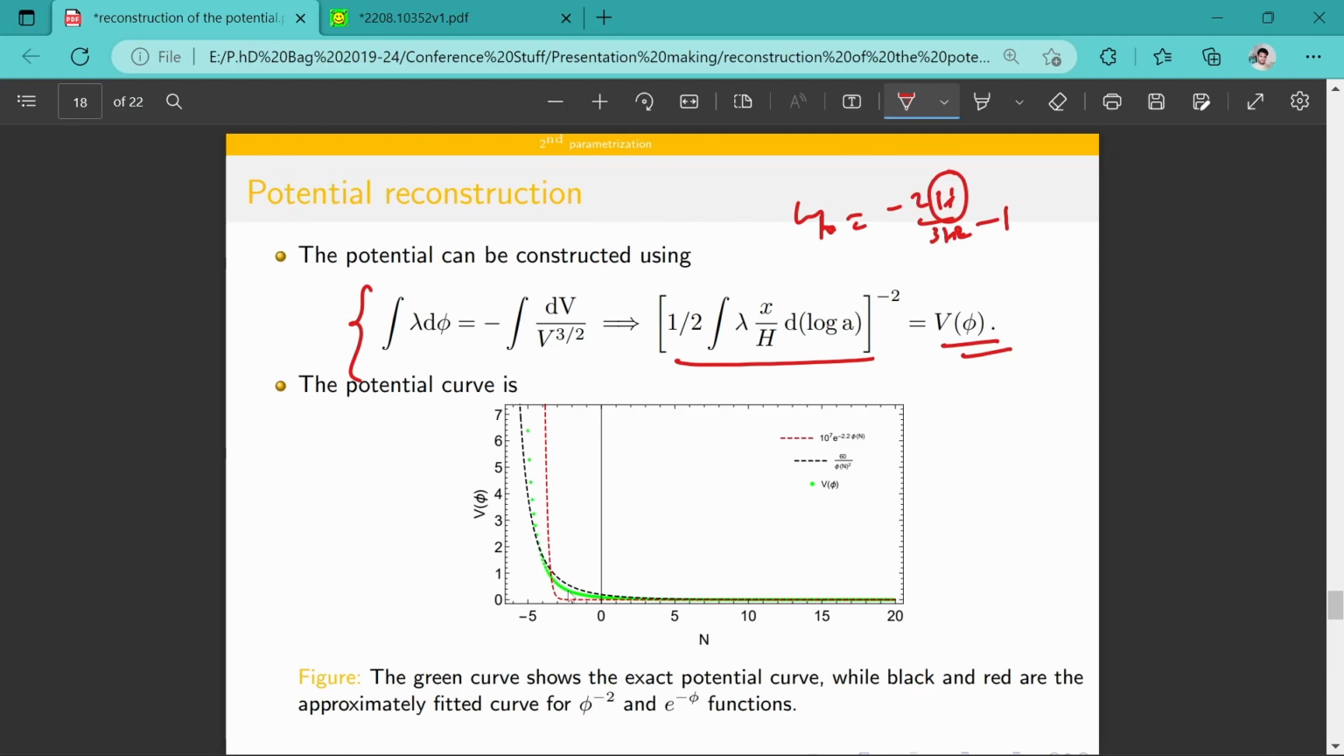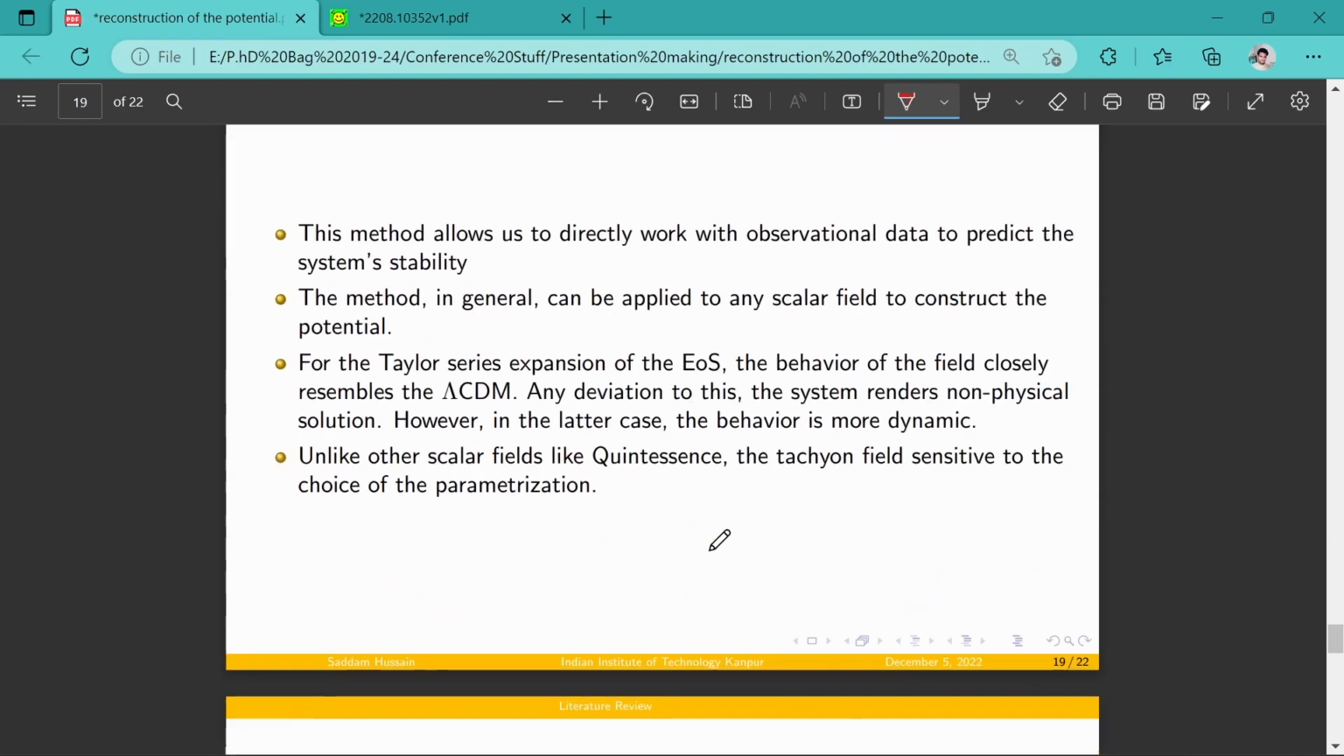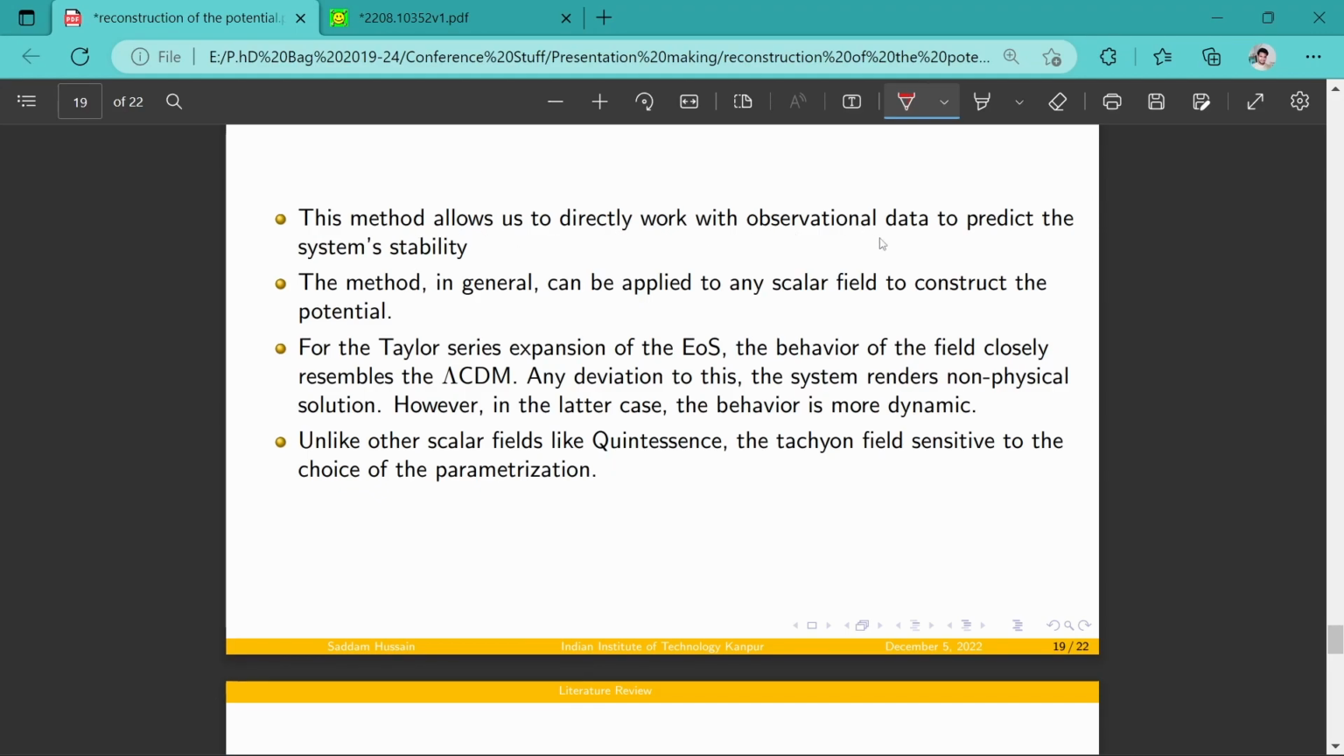So the true v phi is denoted by the green color, and the rest of these colors, black and red, show the approximate functions, the functional forms which can fit this data. What we are finding is that the red color corresponds to a minus exponential function, and the black one is 1 over phi square. These are approximate, but we have already shown that we do not require to understand what the potential could be. So the conclusion is that this method allows us to directly work with observational data to predict the system's stability. The method in general can be applied to any scalar field to construct the potential.